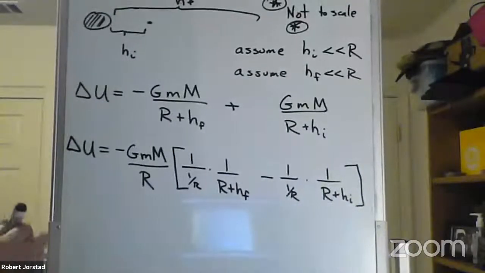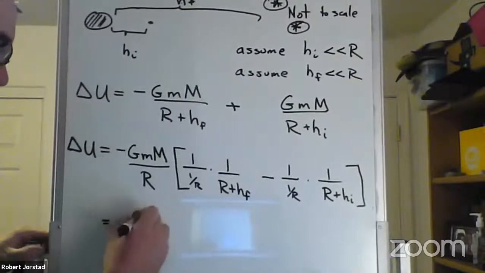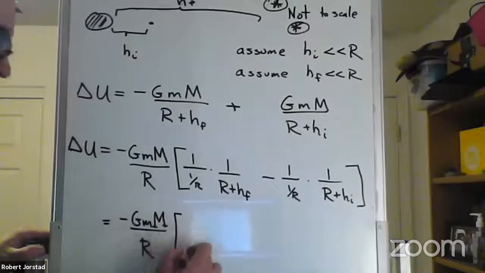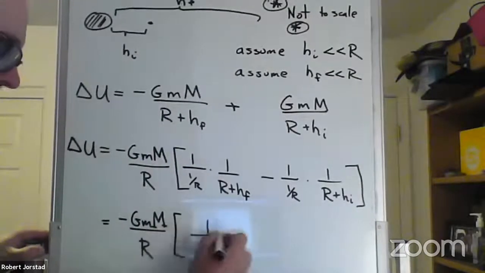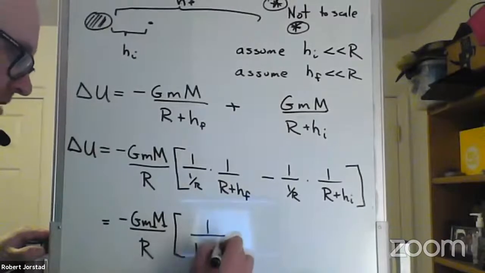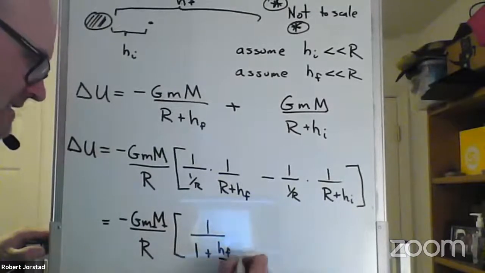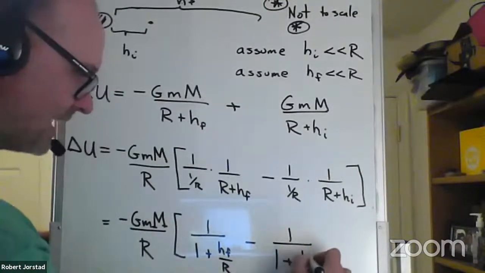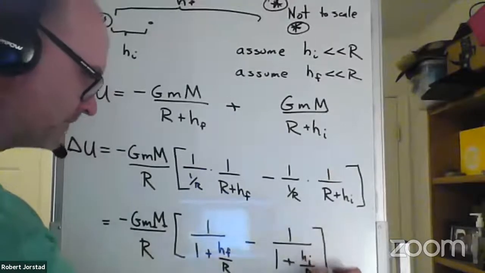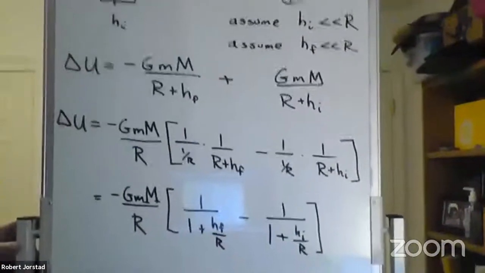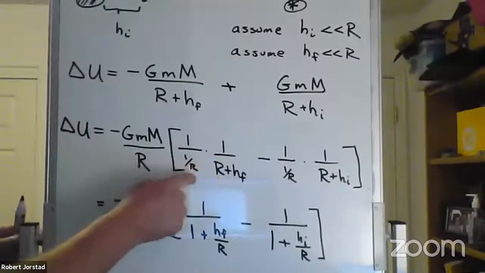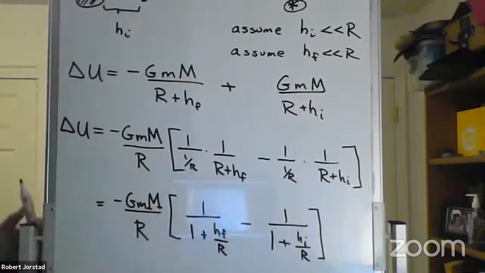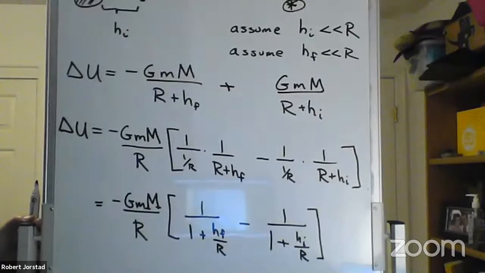All right. Now I'm going to clean it up a little bit. Negative G M M over R. And inside of here, I'm going to multiply this through. So this becomes 1 over 1 plus height final over radius, minus 1 over 1 plus height initial over radius. Excuse me. Again, what I've done is I just multiplied this 1 over R through. 1 over R times R is 1. 1 over R times height final is height final over R. Similar right there. So far, so good.